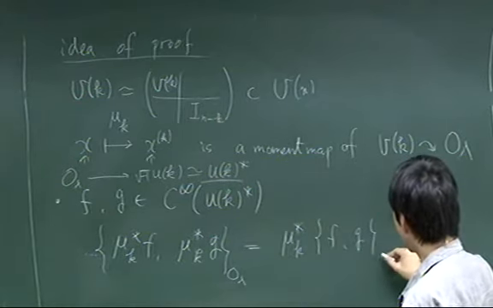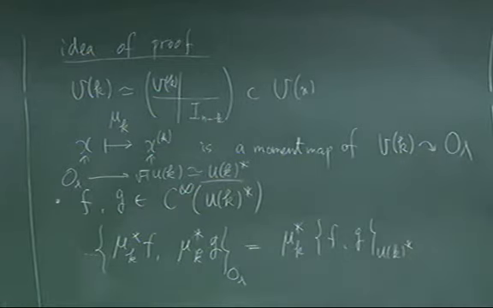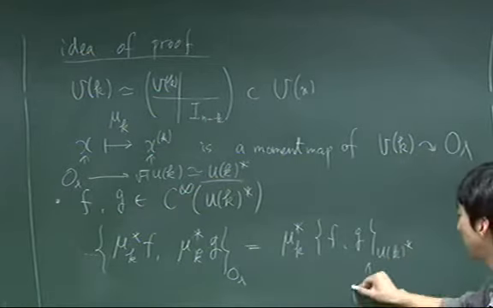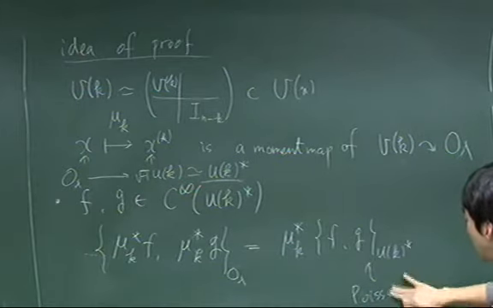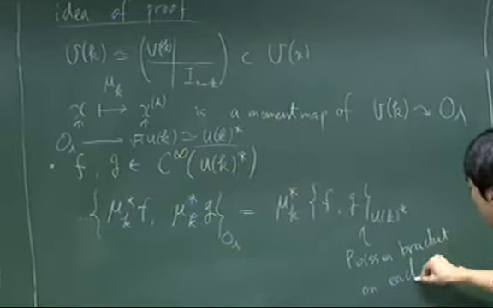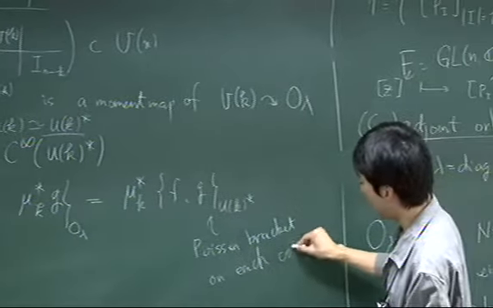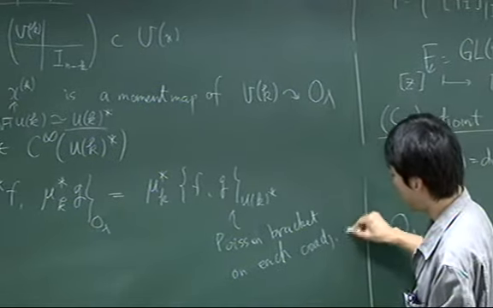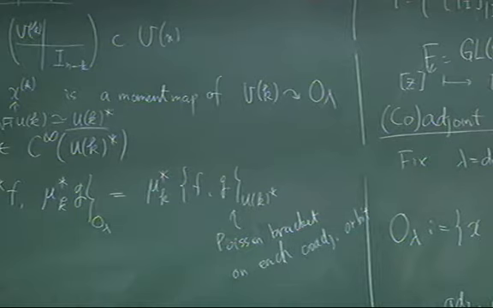Okay, dual. So this is a Poisson bracket on each coadjoint orbit, given by this form. This is the first property.